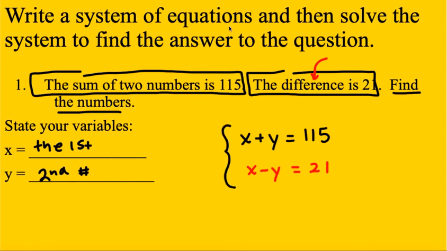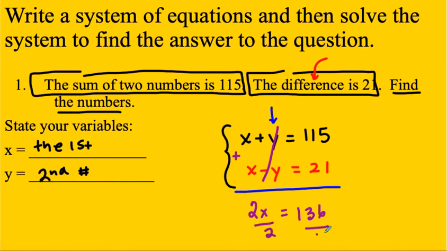Why? Because I have 1 variable that has the same coefficient, and one is positive and one is negative. By using elimination, also called the addition and subtraction method, we can add the equations together. When we do that, we get x plus x, which gives me 2x, and y plus negative y, those variables eliminate. Then 115 plus 21 gives me 136. Now I divide by 2. 136 divided by 2, and I get that x is 68.